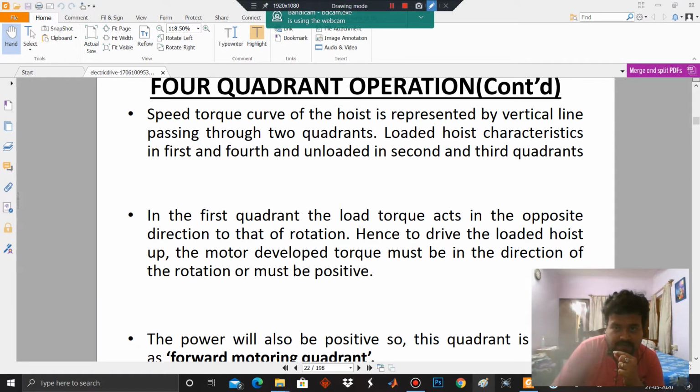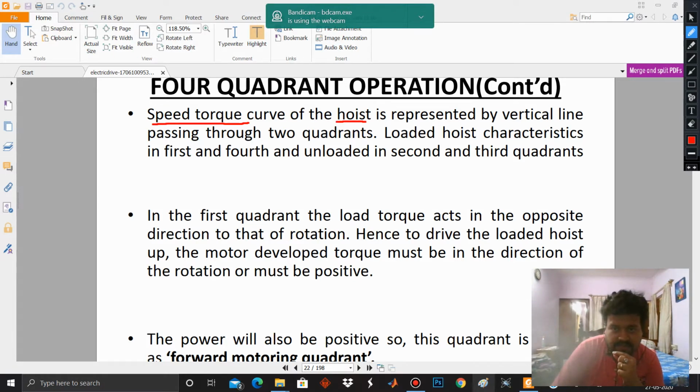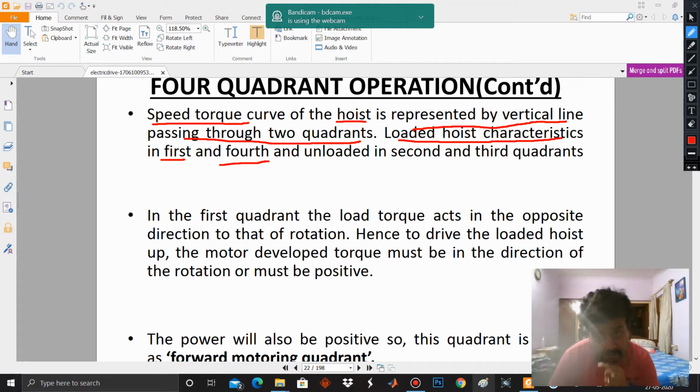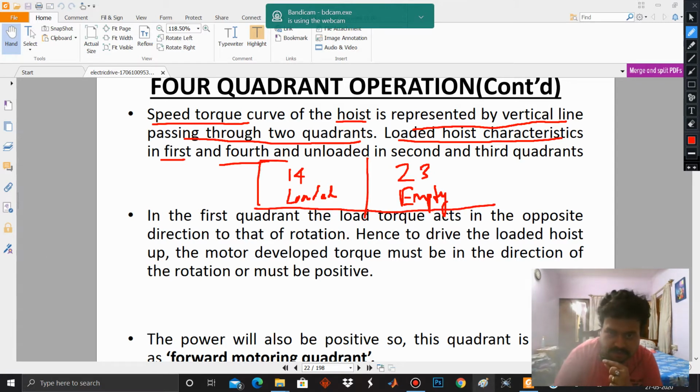The speed torque curve of the hoist is represented by a vertical line passing through the two quadrants. The loaded hoist characteristics are in the first and the fourth quadrant, and unloaded in the second and third quadrant. So loading is done in the first and fourth, whereas in the second and third they are empty. This is also one observation you have to keep in mind.